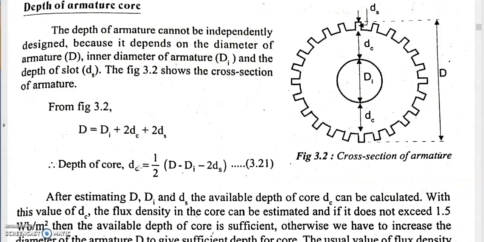And finally is the depth of the armature core. We have completed the number of armature slots and slot dimensions, and finally is the depth of armature core. Actually this vertical distance D_C is the depth of armature core. So that can be calculated from the overall dimensions. That is, this D is the overall dimension, that is the overall diameter of the armature, and that includes the inner diameter of the armature plus 2 times the depth of armature core and 2 times the depth of armature slot. So that is actually the main dimension D. So main dimension D is the inner diameter of the armature plus 2 times D_C plus 2 times D_S.